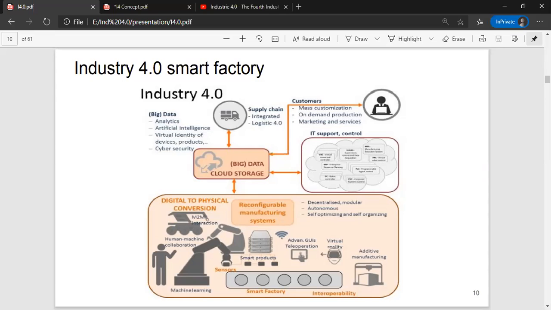I already talked about something called reconfigurable manufacturing systems. Essentially, I talked to you about fixed production systems and flexible production systems. Reconfigurable manufacturing systems are composed primarily of what are called cyber physical systems. The difference of cyber physical systems is that they are mostly decentralized.